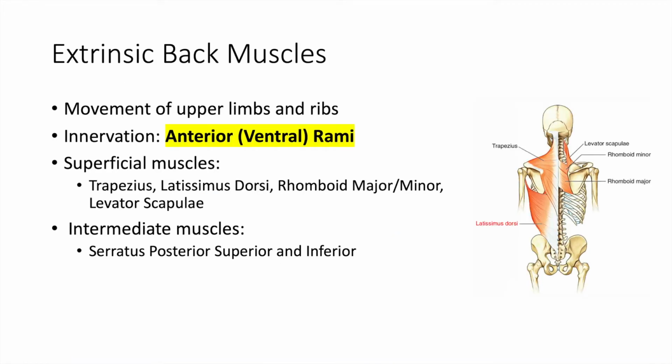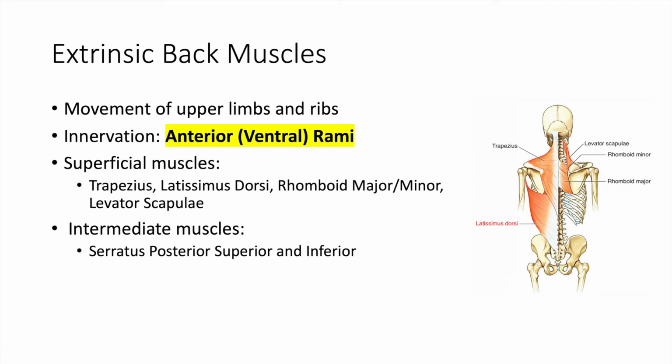Okay, let's talk about back muscles. Our extrinsic back muscles move the upper limbs and ribs. They are innervated by the anterior or ventral rami. Don't worry about having to know what levels they are. Just know that it's anterior rami.